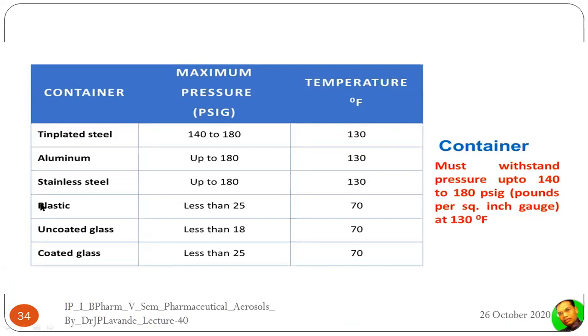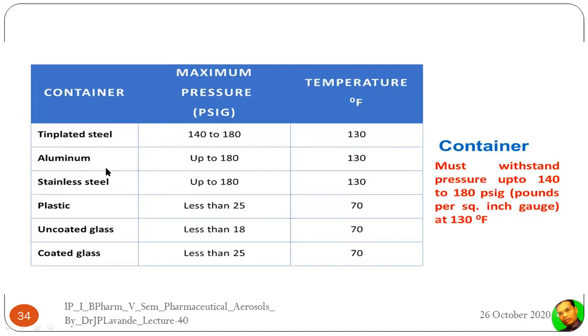If you see the last three, that is the plastic, uncoated glass, and coated glass, they withstand a maximum temperature of 25, 18, and 25 respectively, whereas the temperature that is required to be withstood is 70 degrees Celsius. That's why these are not that suitable to use as a container in case of aerosol systems.